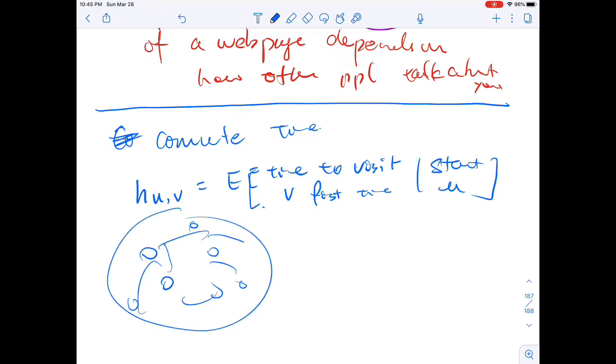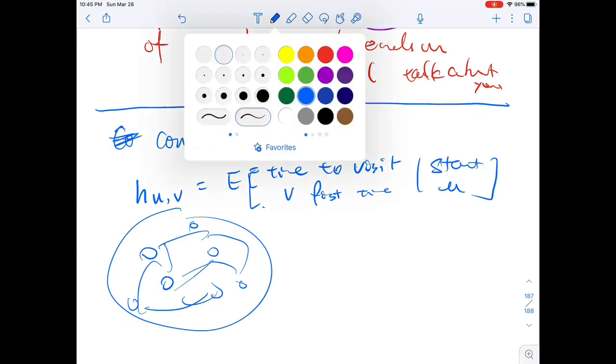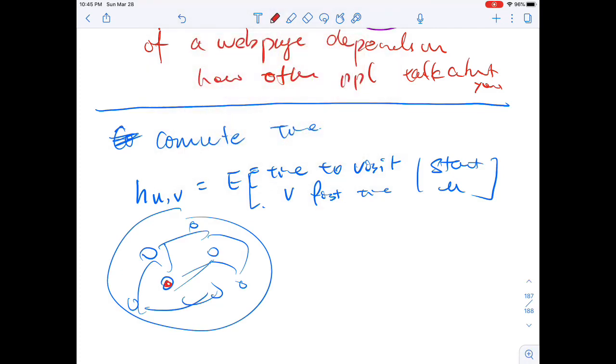So I have a graph, and I start with U. Let's say this is U, and this is V. I start a random walk and count the amount of time I need in order to visit V, and this would be HUV. This is an expectation, so just recall that.